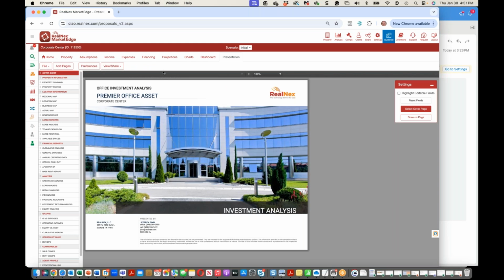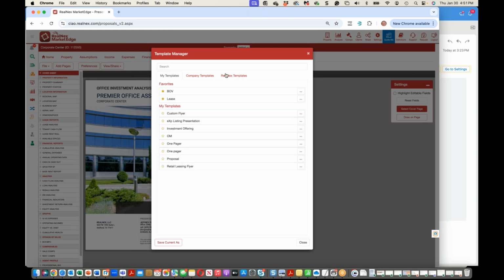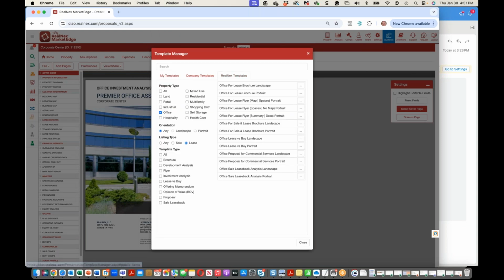So not just to get the report, but to put it into an OM or a BOV, you can go to your template library inside of RealNext, and we give you 200-plus different templates for different types of presentations. And if we know it's an office property, we narrow it down to office, and then some of these are lease versus buy, sale leaseback, and the pure lease by lease analysis, which Jeff did, in an OM or a BOV that you could prepare.